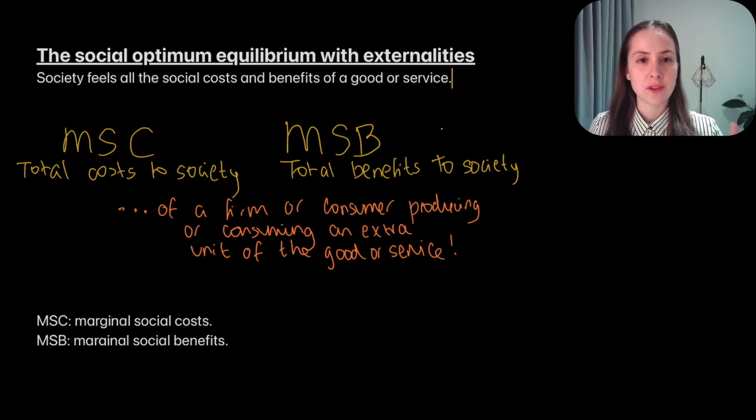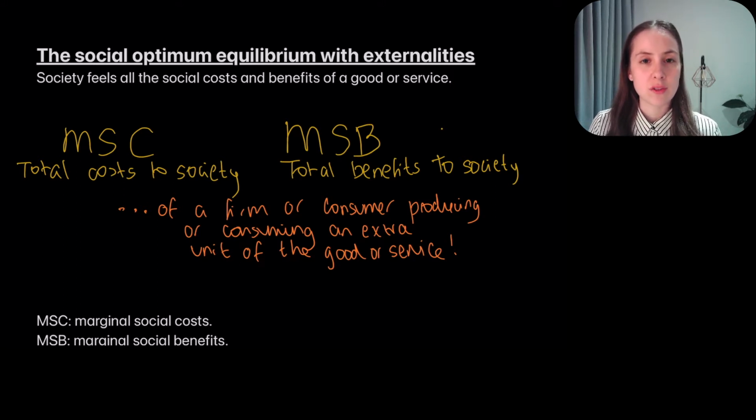MSC is the total cost to society of a firm producing an extra unit of the good or service. And remember, society is everybody. That includes the firm that made it, plus everybody else that got impacted with those costs. So it could include any third parties.